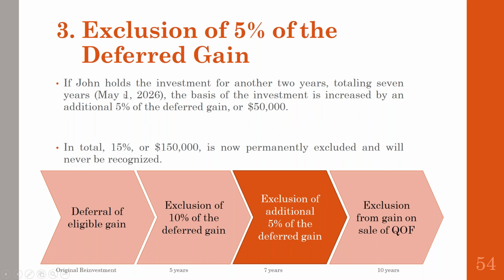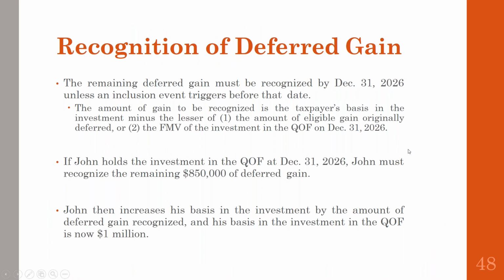If we wait 2 more years, again, the same typo, at least I was consistent, I apologize, now we're up to 15% total, an additional 5%. So he's got a gain exclusion of $150,000. $850,000 would be subject to gain. Now, when we get to December 31st, 2026, he has to pay tax. The amount is going to be, in my example, the lesser of $850,000, or if his $1 million investment is only worth $500,000, he pays tax on that $500,000. If you hold the investment past December 31st, 2026, he's got to pay the amount of gain.